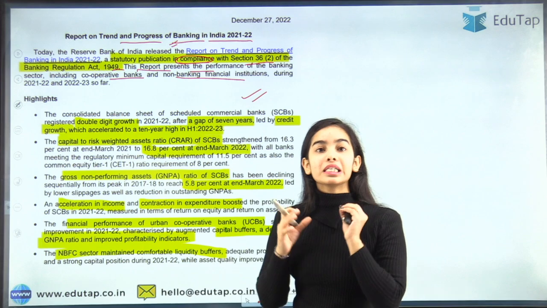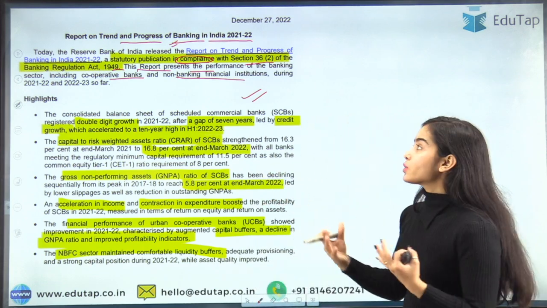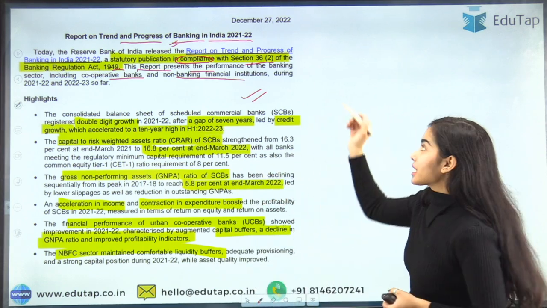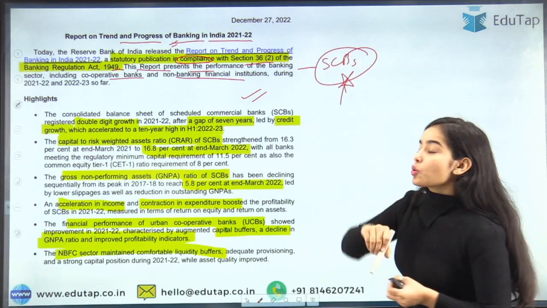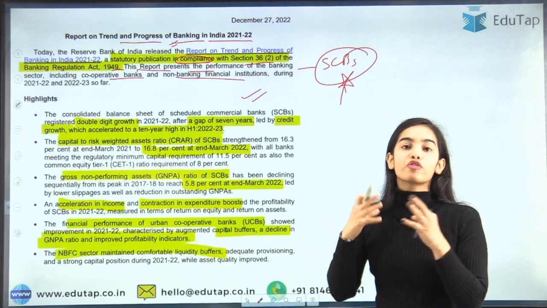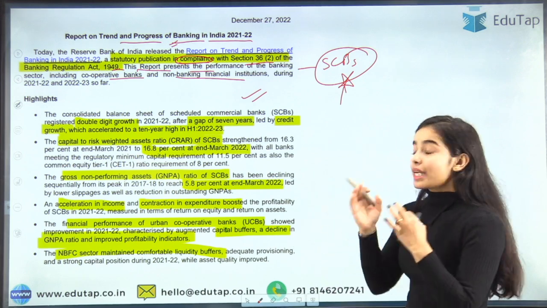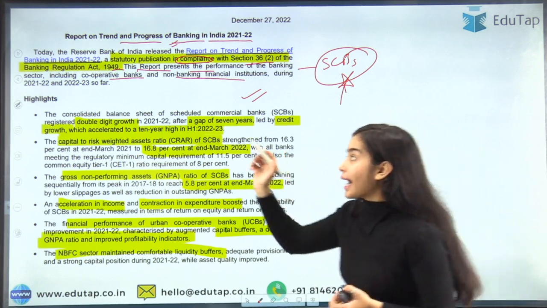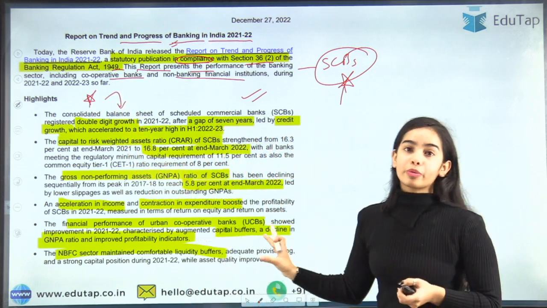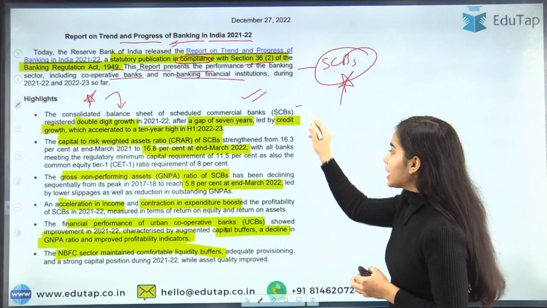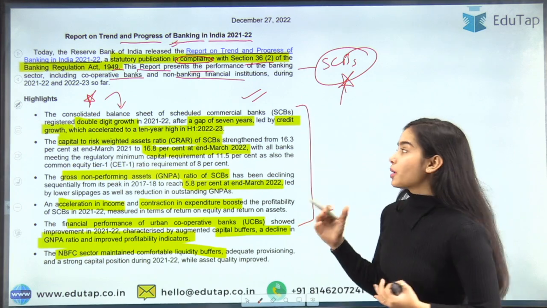So we have already discussed the progress, the performance of the banking sector of the scheduled commercial banks. And this is the most important point in the report, the performance of the scheduled commercial banks. Now the RBI has provided the highlights, and you can understand that these are very important points from the report. So we have already discussed the scheduled commercial banks.